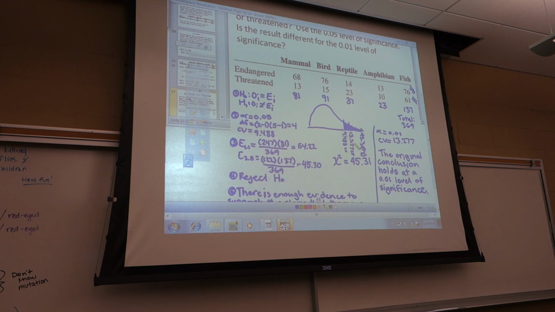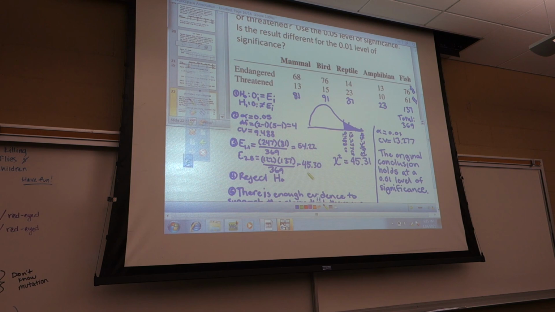And then for the third step, you have to show that you know how to calculate the expected value. So you do the very first one, and you multiply the row total and the column total divided by the total number of values. I forgot, for this one, they didn't have all the totals, so you have to add them, and I wrote them all in. And the final, you do the last one as well, so the expected value for row 2, column 5. That's how you get the 54.22 for the initial one, and the 45.30 for the last one, the matrix.